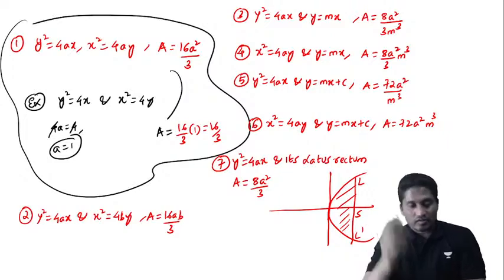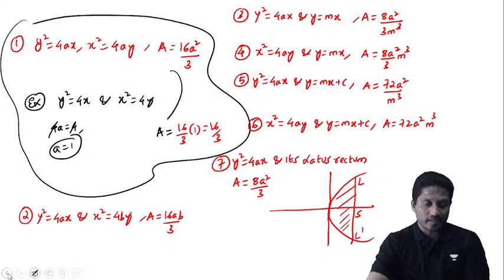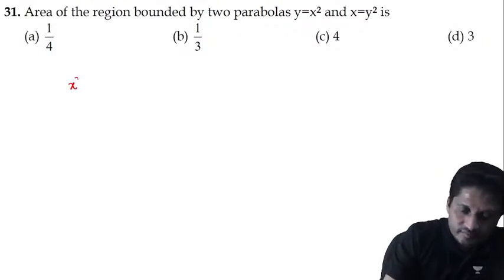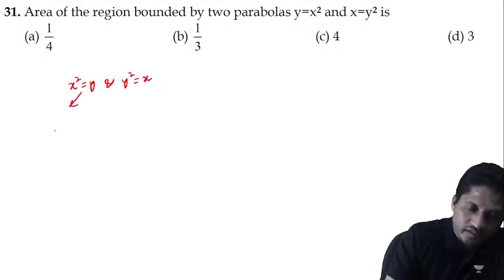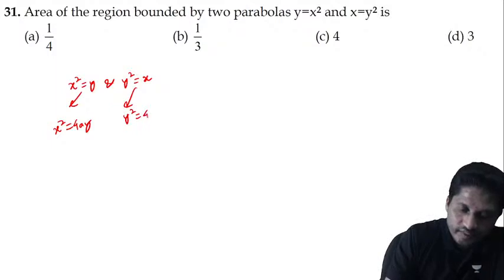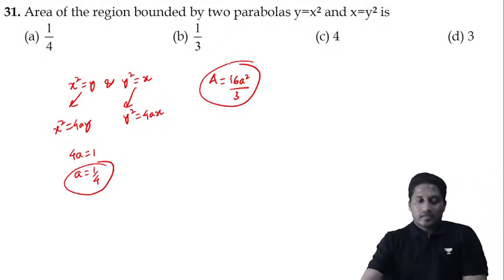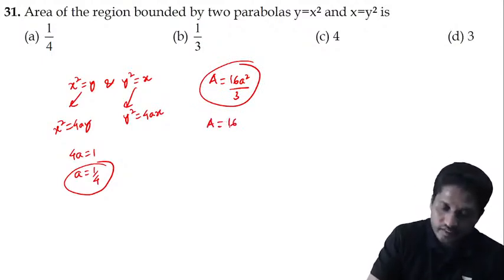Now if I use these results, you can use this in 2020, 21 questions as well, and even in JEE Main this will work out. Suppose you have x square is equal to y and y square is equal to x. This is of the form x square is equal to 4ay, and this is of the form y square is equal to 4ax. If you compare both the cases, 4a is equal to 1, a is equal to 1 by 4. Now y square is equal to 4ax, x square is equal to 4ay, area is equal to 16a square by 3. Just now I gave you all the results.